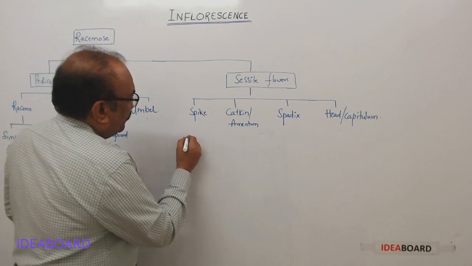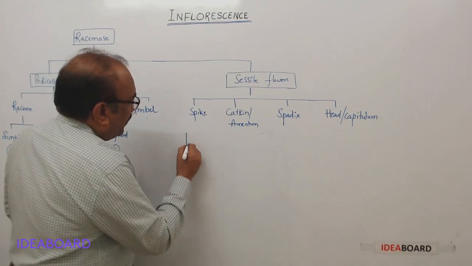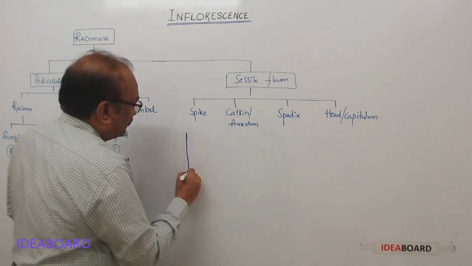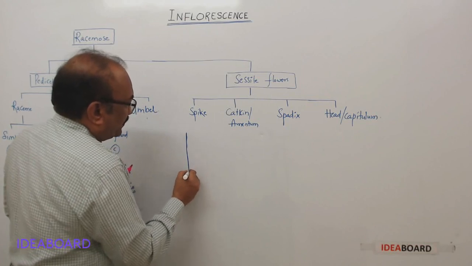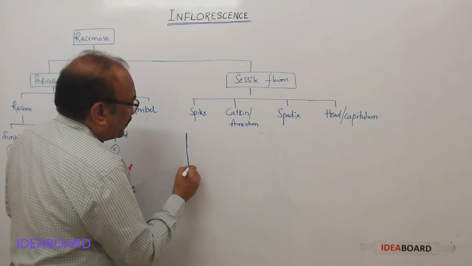So in the spike, you will find the unbranched peduncle, and the flowers are arranged acropetally.